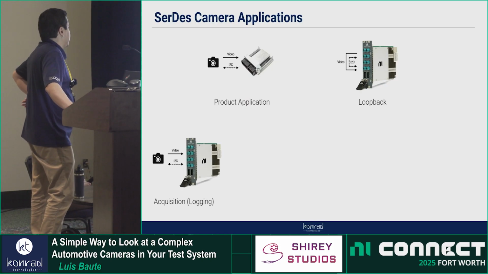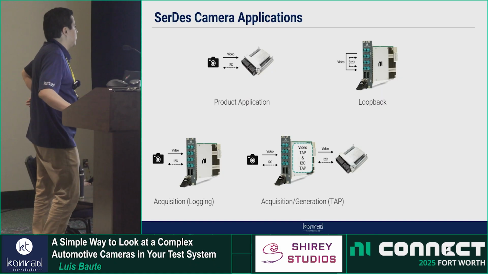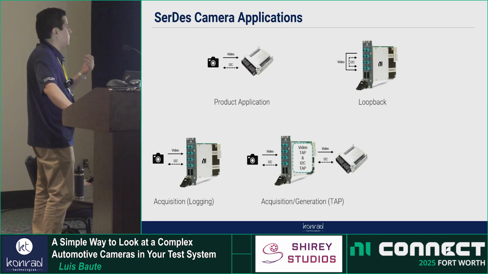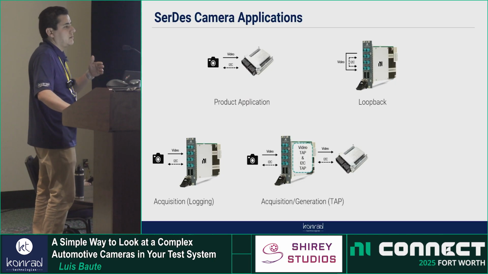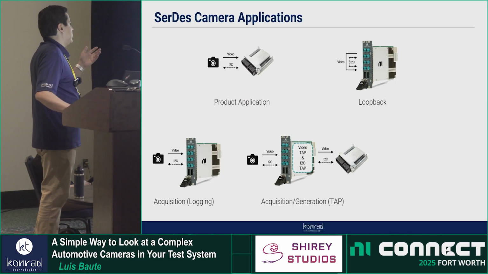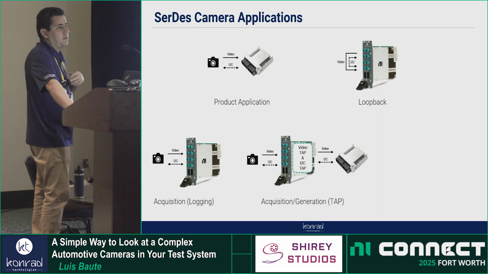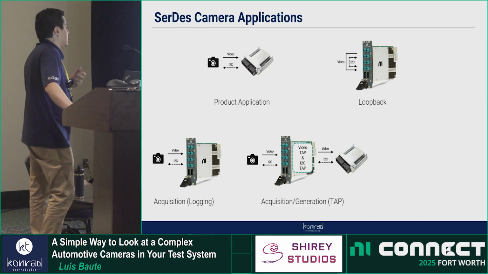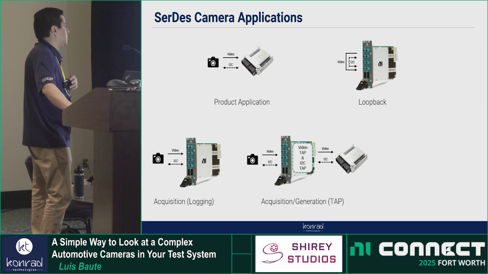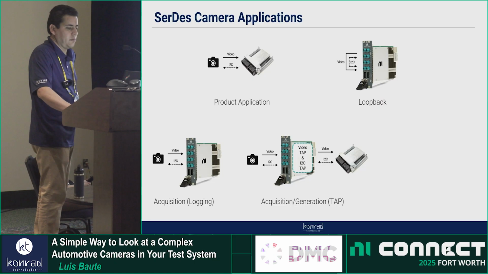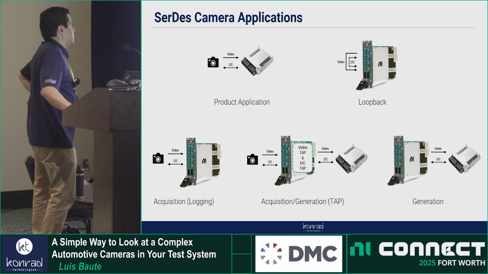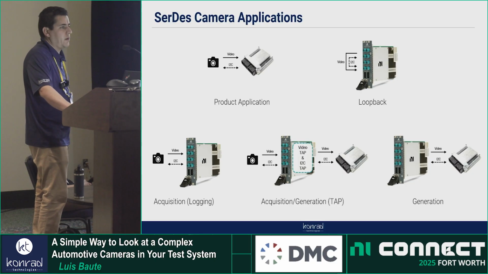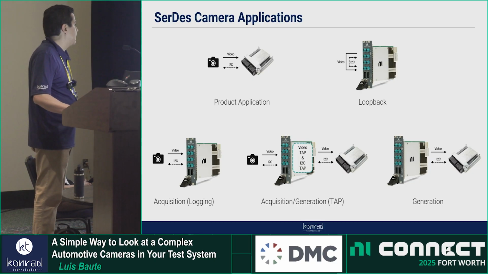And then acquiring from the camera, we have a tap mode too, in which the card would act like it's not there between the UUT and the camera. Whatever the camera sends to the UUT, the FlexReal card would grab it and then send it to the UUT. But in the meantime, you can analyze what is getting received and even simulate specific images or I2C commands, for example. And generation, which would be, we don't have a camera and the card is just generating everything, the frames, the timestamp to the UUT.